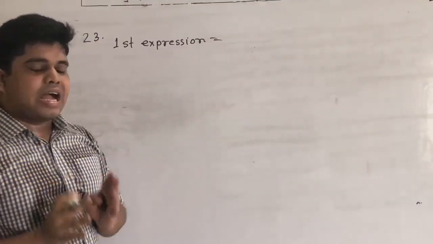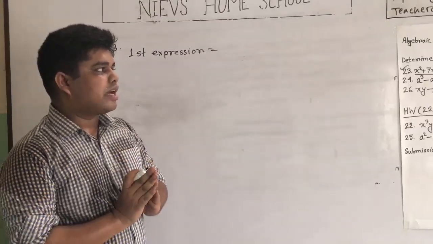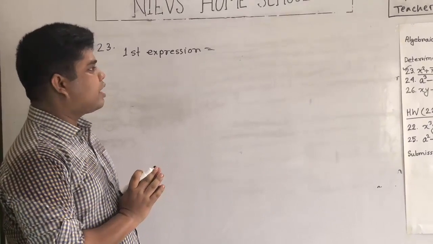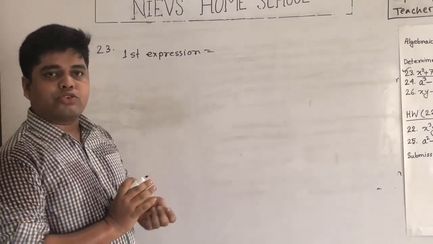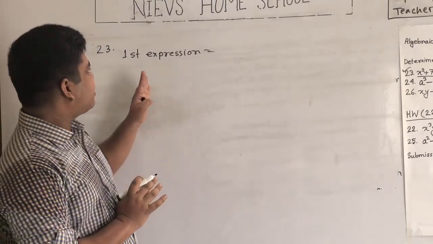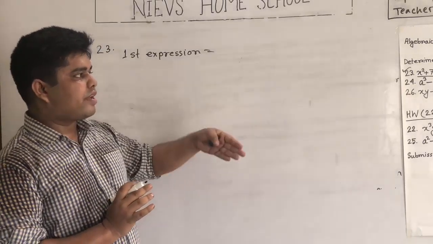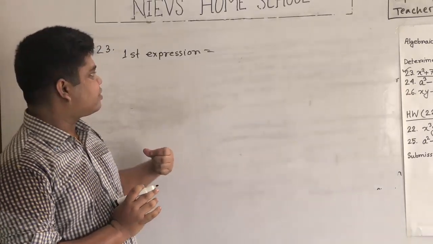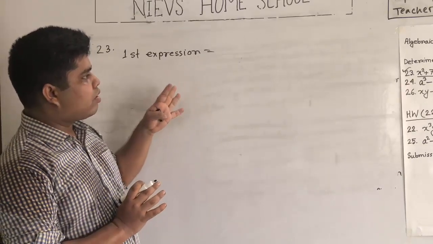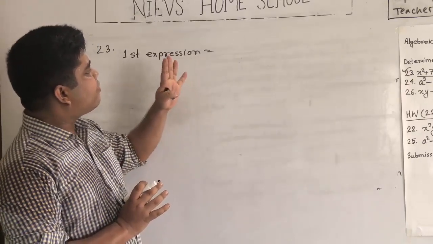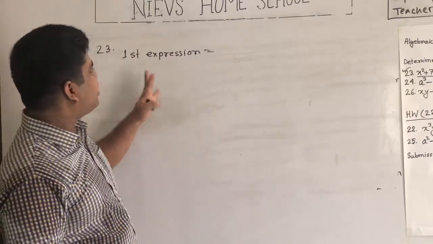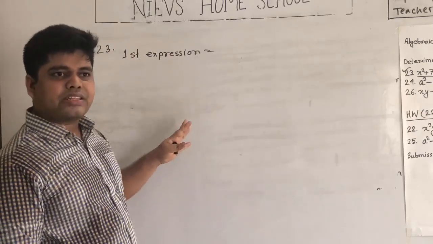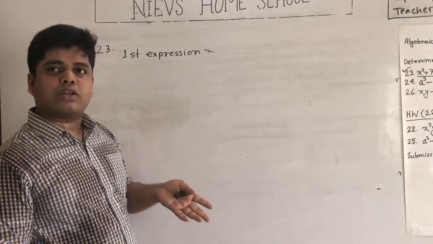In algebra, how can we find out the HCF? At first, we convert the given expression into factors. Then we find out which factors are common in two or more expressions. Then that factor is called the HCF.